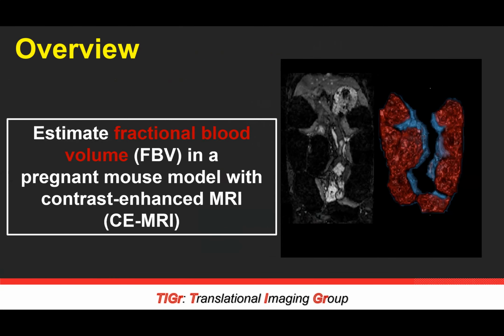We can do this using contrast-enhanced MRI as a technique. In this part of the talk, I will be showing how we can estimate fractional blood volume, FBV, which is a direct measurement of tissue blood volume in a pregnant mouse model using contrast-enhanced MRI. And we will do this by performing T1 mapping, both pre and post administration of this liposomal-gadolinium agent, to get T1 values pre and post contrast and calculate this fractional blood volume.